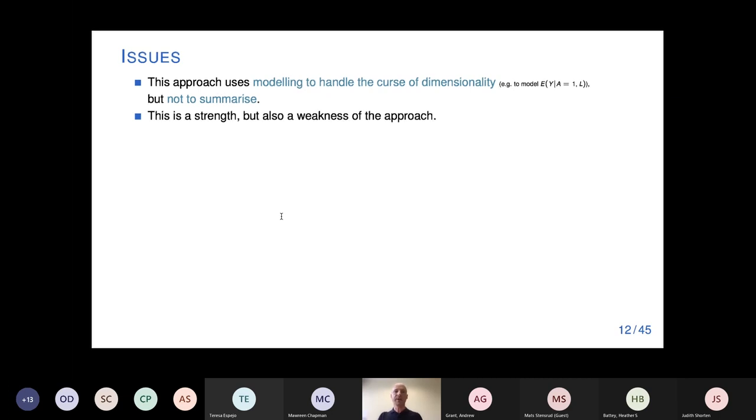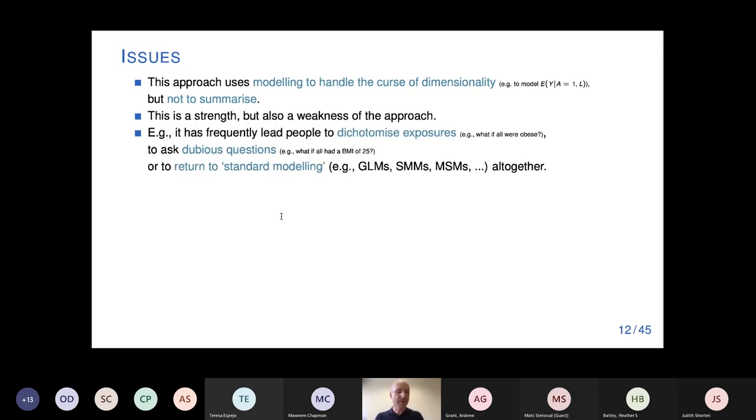So in summary, this approach is still using modeling, but only to handle the causal dimensionality, only to learn how the outcome relates to confounders or how the exposure relates to confounders. But it's not using models to summarize the information in the data. And that gives it a strength. But the fact that there is no longer real use of modeling in the way that we are used to, I think is also a weakness of the approach.